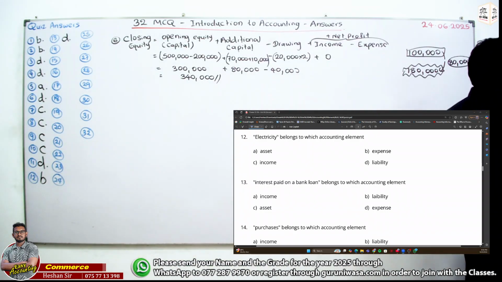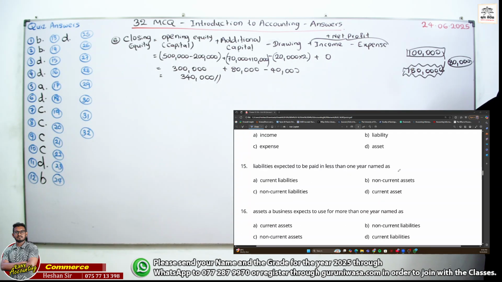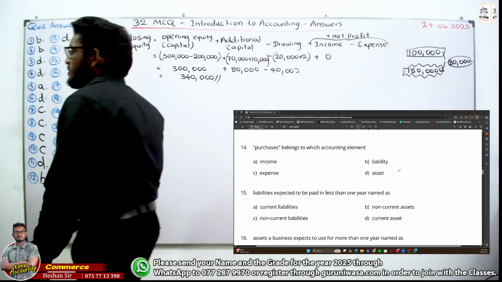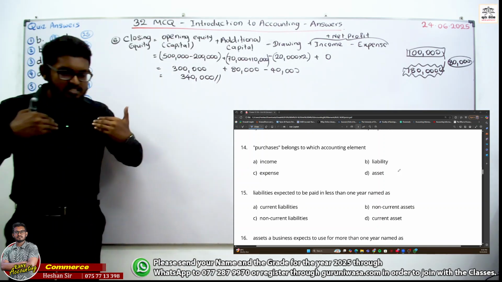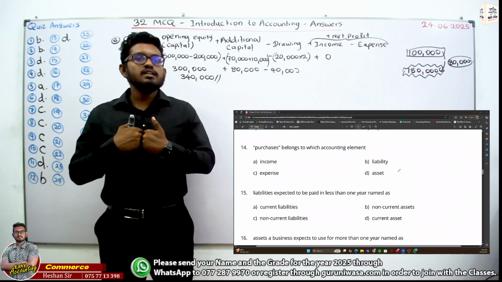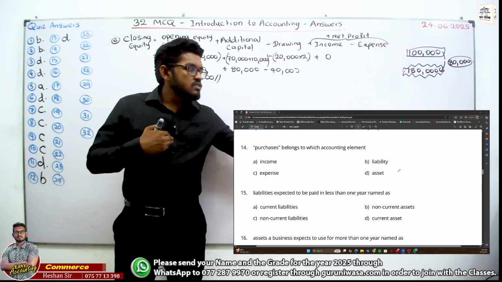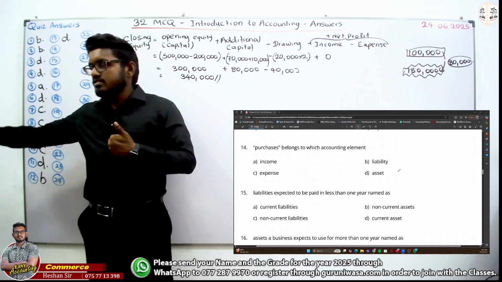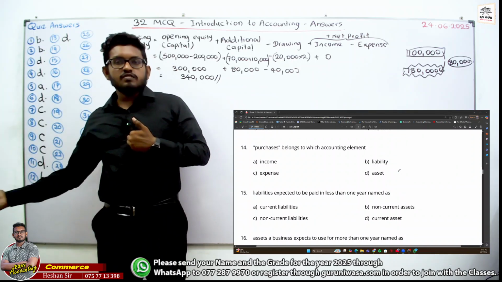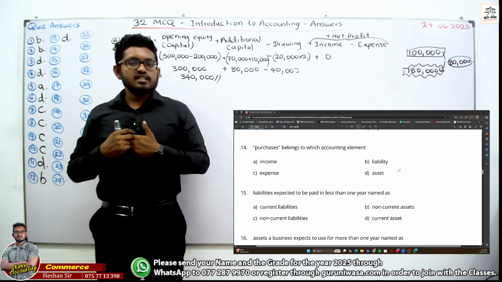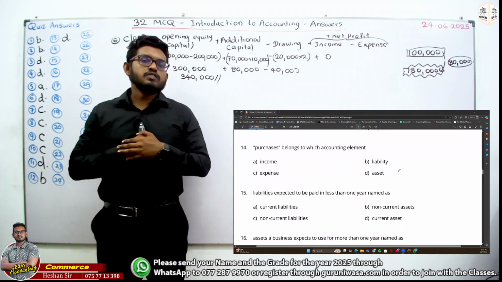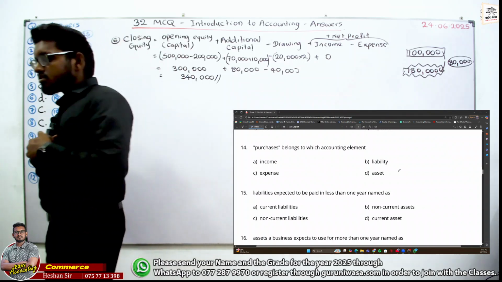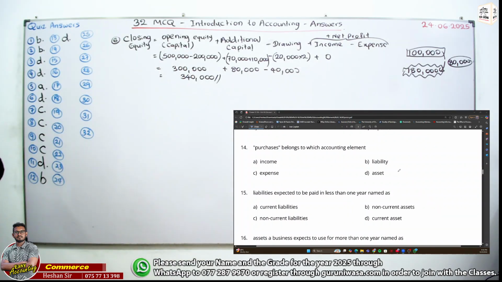Purchase belongs to which accounting element? Expense. Stocks are assets, but I told you in the dual impact of transaction lesson, when stocks are purchased, we consider it an expense. Stock sales, we consider as income. So from sales, we can deduct the purchases, then we can calculate the stock profit. Understand? Because of that, stock purchases belong to expenses. The answer is C.